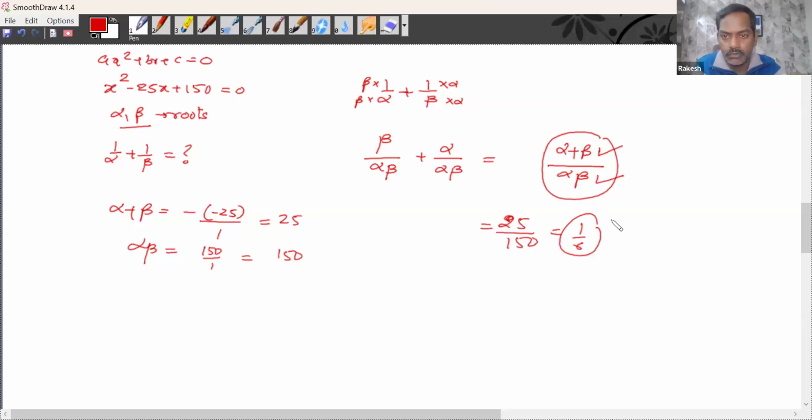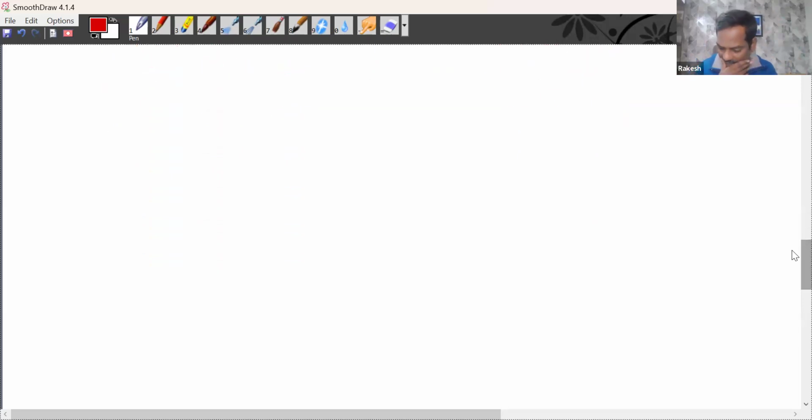Without actually getting the roots. I hope you are getting why the sum of the roots and the product of the roots are important. Just by this example only, you would have got a big hint, right? Let's take a few more examples. Okay, let's take this example.